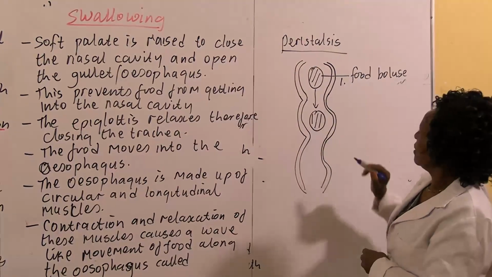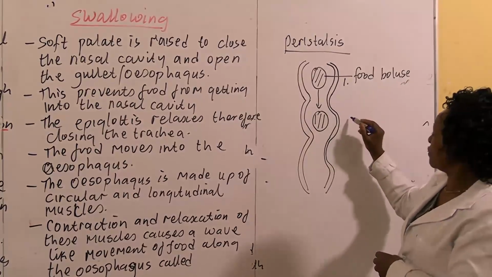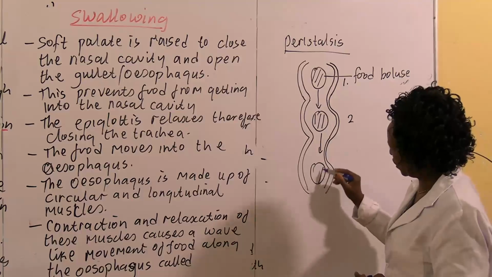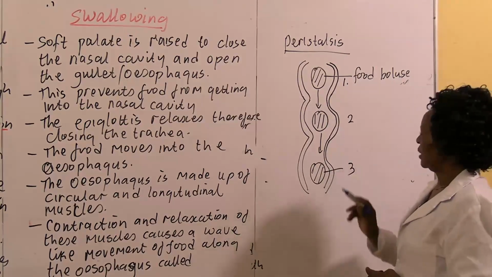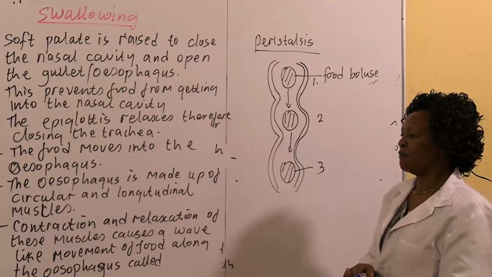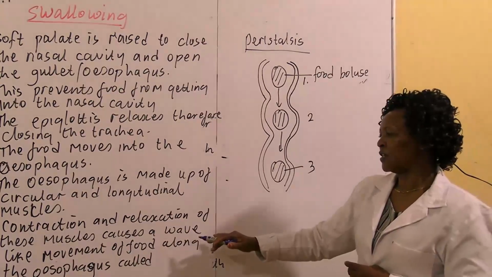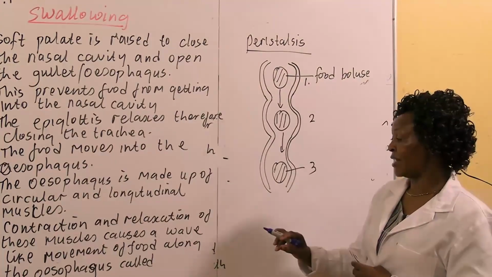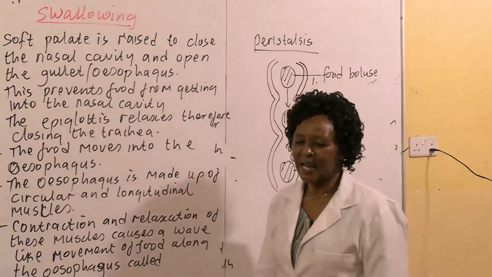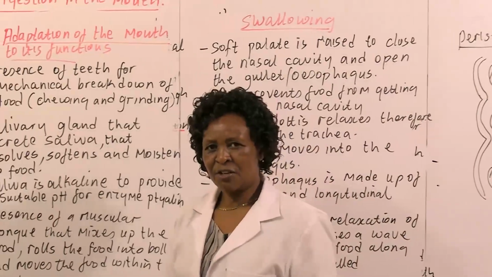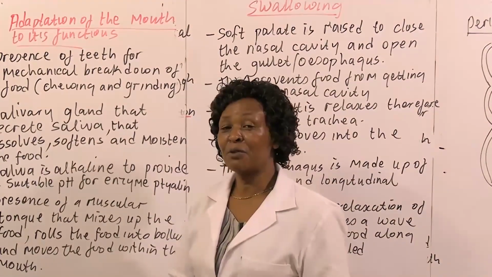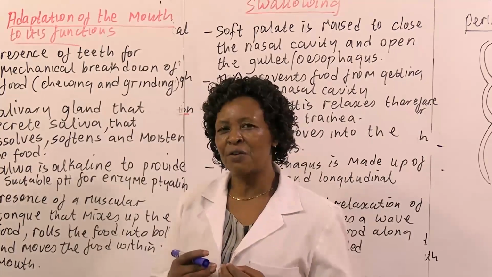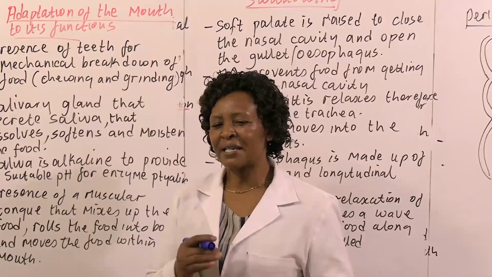So it contracts and pushes the food to the next position. We have position 1. Contraction will make the food move to position 2. When this part contracts, it will make this food move to position 3. That is what we refer to as peristaltic movement. Contraction and relaxation of these muscles cause a wave-like movement of the food along the esophagus called peristalsis. My dear student, you are knowledgeable and you can explain all this. And you also feel your food moving along your esophagus because of the peristaltic movement.